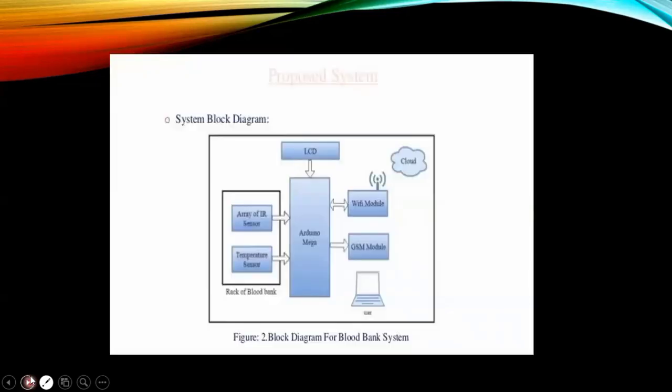So this is the simple block diagram of how your proposed blood bank system works. First we are giving the LCD, and it will be given to the Arduino Mega, and then it will be given with an array of IR sensors. Then the temperature sensor is given. Then it will be connected with a Wi-Fi module, then to the GSM module. Then the user is able to get all this information, and it is using the cloud computing application.